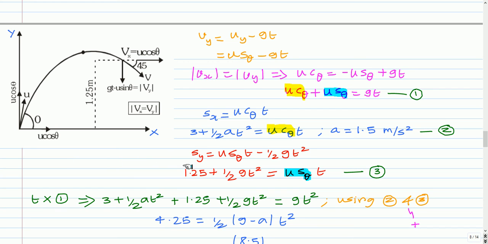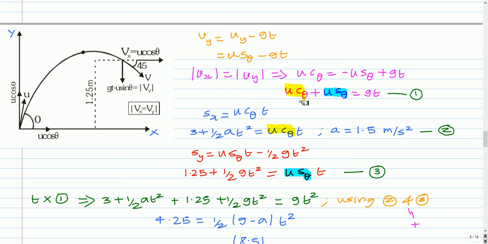And the y motion is equal to ut plus half at square. Acceleration is minus g, and the y component of the initial velocity is u sin theta. So from this we get, and this is 1.25, so 1.25 plus half gt square equals u sin theta into t. So half gt square is brought to this side. So this is the third equation.